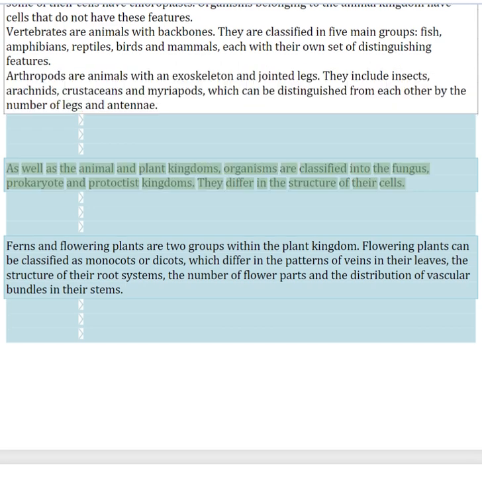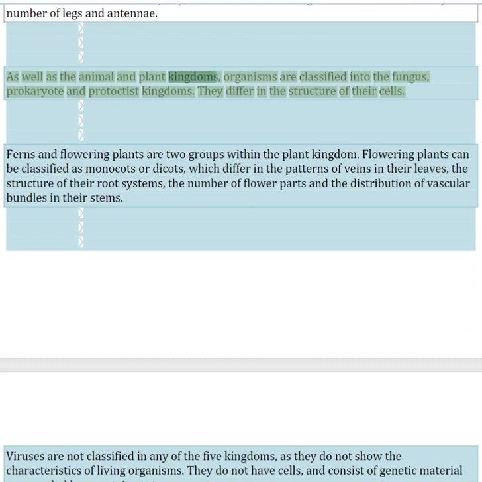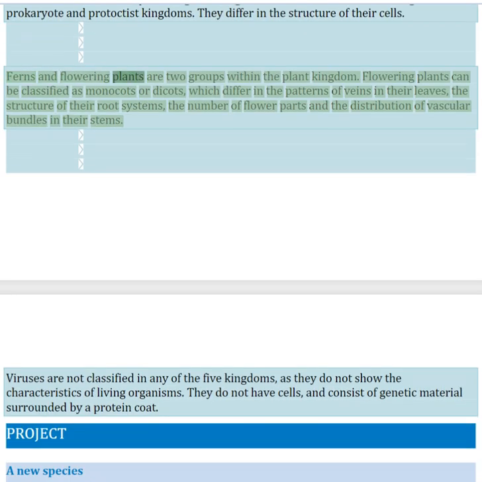Arthropods are animals with an exoskeleton and jointed legs. They include insects, arachnids, crustaceans and myriapods, which can be distinguished from each other by the number of legs and antennae. As well as the animal and plant kingdoms, organisms are classified into the fungus, prokaryote and protoctist kingdoms. They differ in the structure of their cells. Ferns and flowering plants are 2 groups within the plant kingdom. Flowering plants can be classified as monocots or dicots, which differ in the patterns of veins in their leaves, the structure of their root systems, the number of flower parts, and the distribution of vascular bundles in their stems.